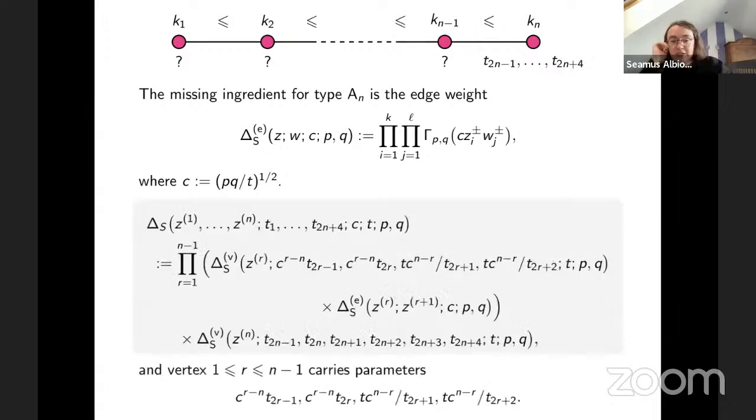Okay. So here's the integrand. I haven't given you the evaluation, but here's just the integrand of the elliptic Selberg integral, and I'm putting it all in this notation. So I have n sets of variables. I have T1 through T2n plus 4. So I have 2n plus 4 parameters T, but I also have a P and a Q. Remember, C isn't really a free parameter. It's the square root of PQ over T. But I've written question marks here because it's not really obvious what the parameters sitting on these vertices should be.